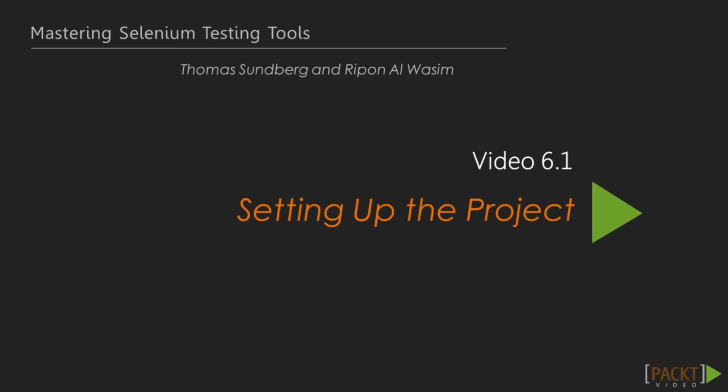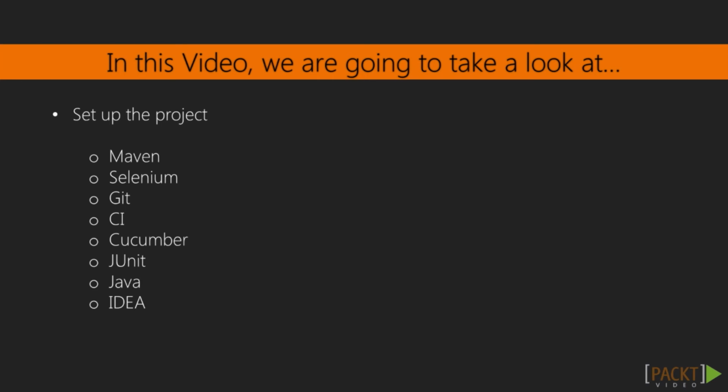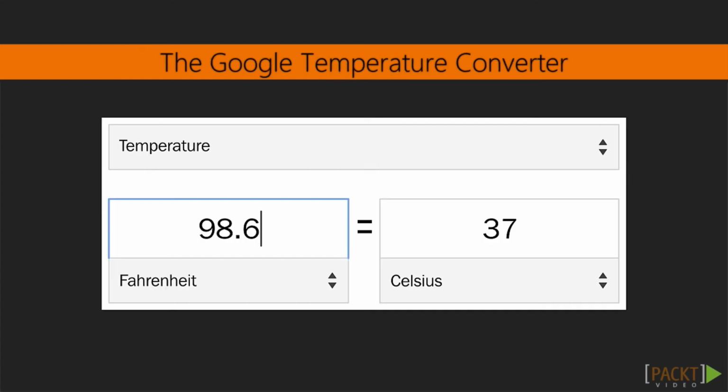Our first goal is to set up the project using the necessary tools. In this video, we will test a small web application by using Selenium and Cucumber. We will use Git for source code management and Jenkins for continuous integration. We will implement a small web application, the Google Temperature Converter. The major and first case will be the conversion of temperature from one unit to another, mainly from Fahrenheit to Celsius, or vice versa. This application will be implemented using a set of open source tools that are easily available.